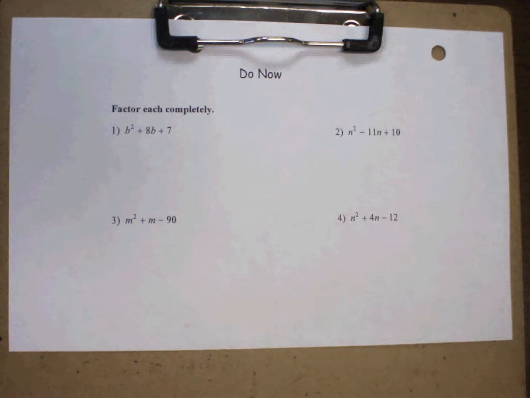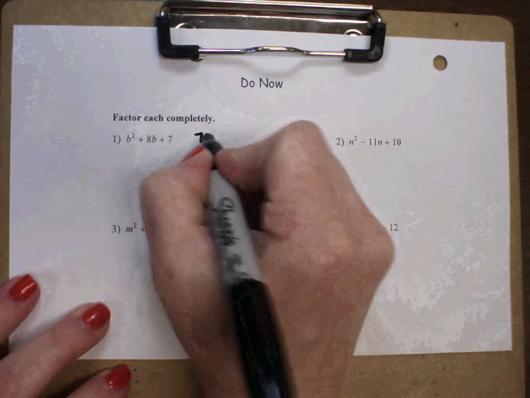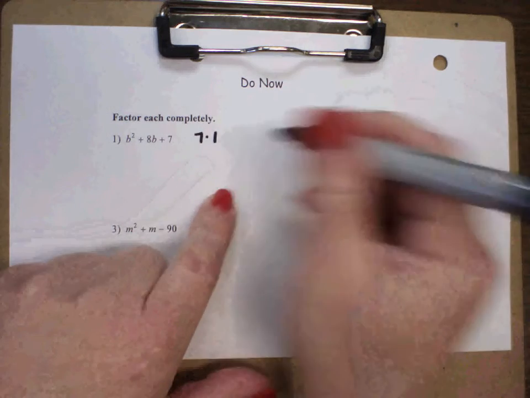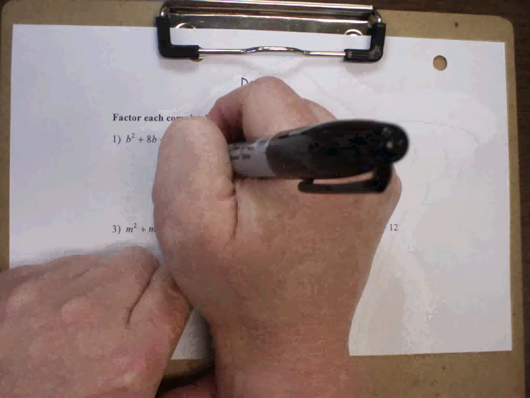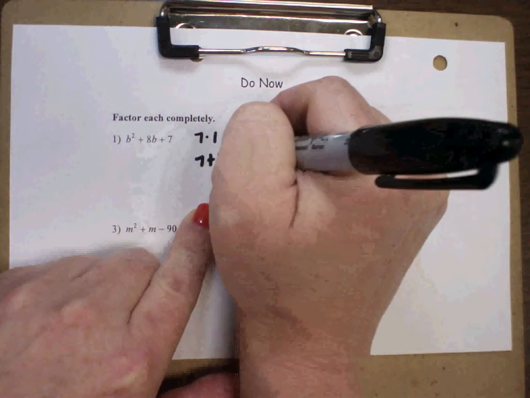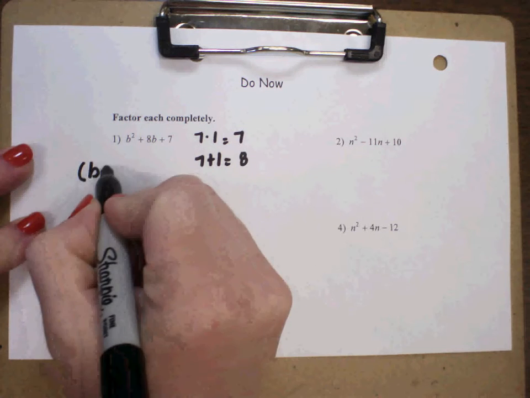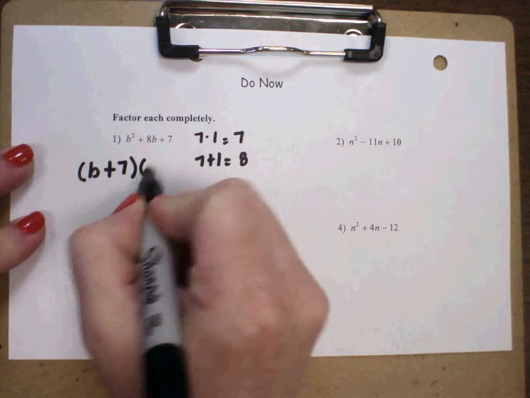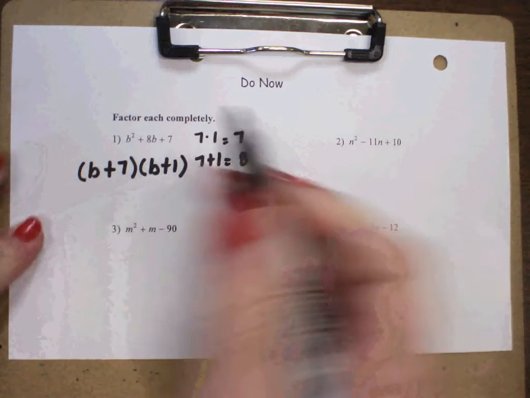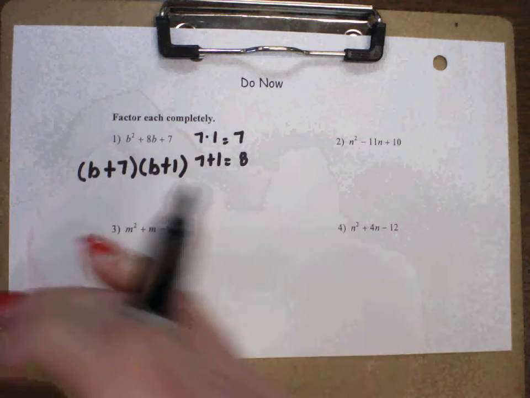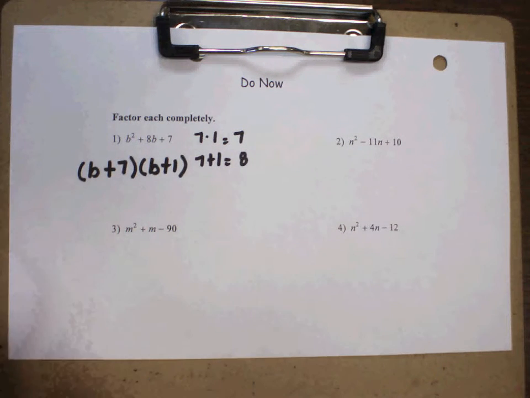All right, so you got to look for two numbers that will multiply to 7 and add up to positive 8. 7 times 1 equals 7, right? And 7 plus 1 equals 8, and that's what I want. Okay, so my two parentheses would be b plus 7 and b plus 1. What do I need to do if I want to check this? Do the box. Very good.